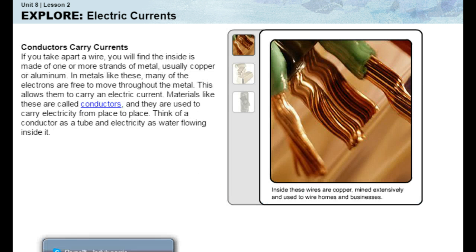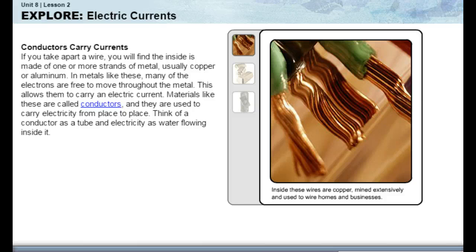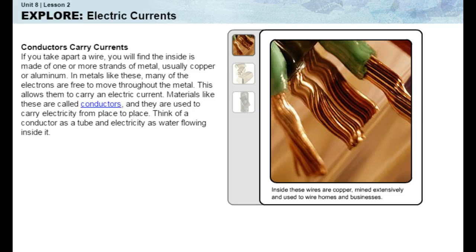If you take apart a wire, you will find the inside is made of one or more strands of metal, usually copper or aluminum. In metals like these, many of the electrons are free to move throughout the metal. This allows them to carry an electric current. Materials like these are called conductors. They are used to carry electricity from place to place. Think of the conductors as a tube and electricity as water flowing inside it.